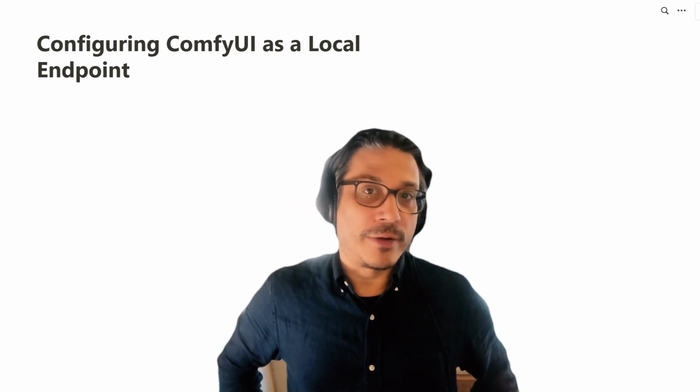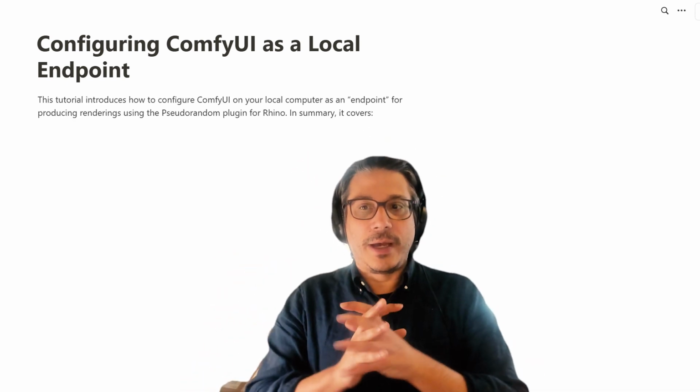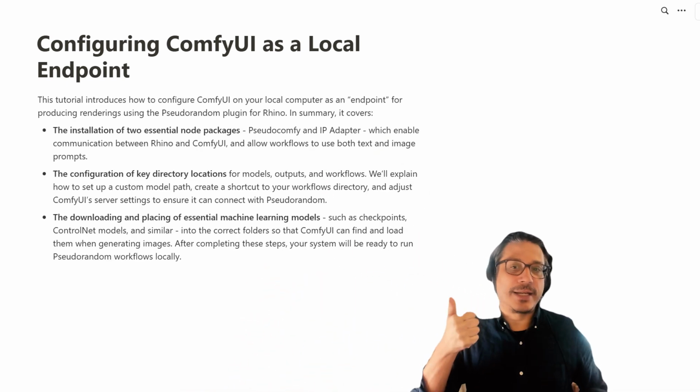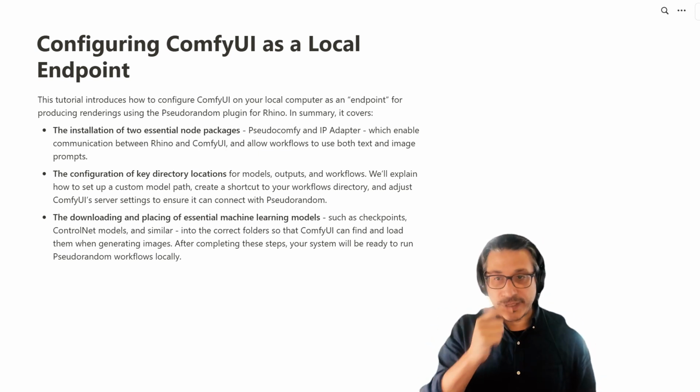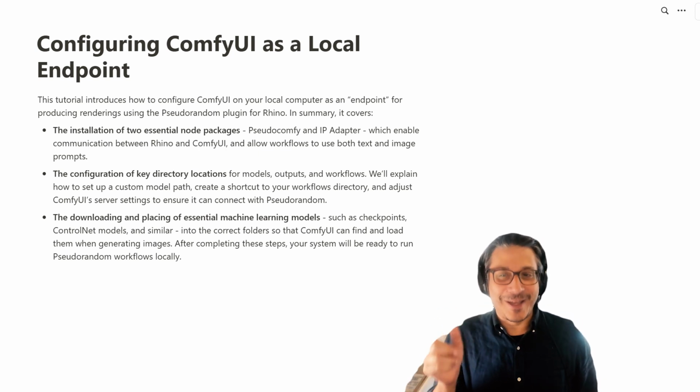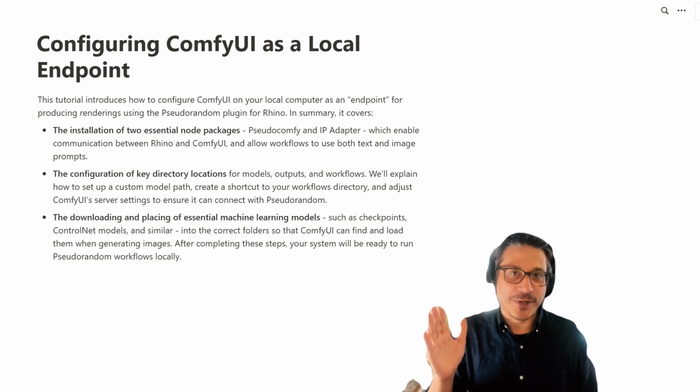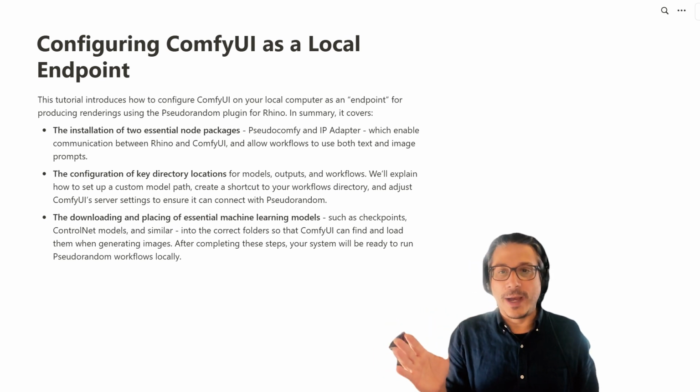So we're going to go over a number of things, three sort of big ones. We're going to talk about the installation of two essential node packages for ComfyUI. That is sudo comfy and IP adapter. These enable communication between Rhino and ComfyUI.